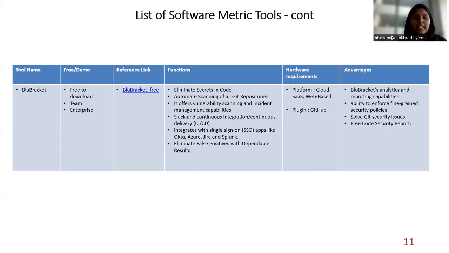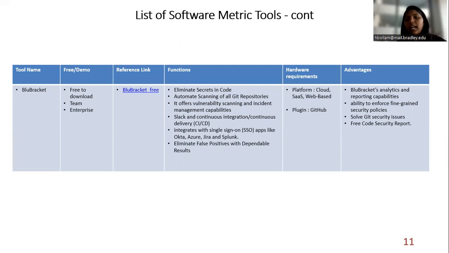It supports many integrations like Slack, Jira, Azure, and Splunk, and it also supports single sign-on. It eliminates false positives with dependable results, as it is using AI and machine learning algorithms. And coming to the hardware requirements, it supports cloud as a SaaS and web-based platform. And we have to connect Blue Bracket with our GitHub account.